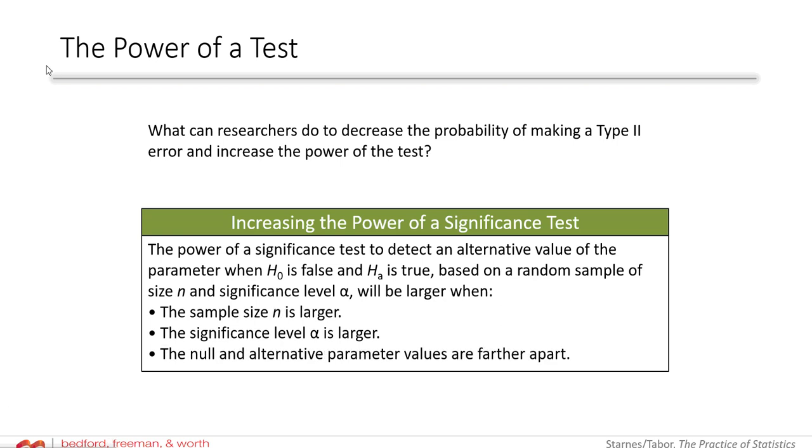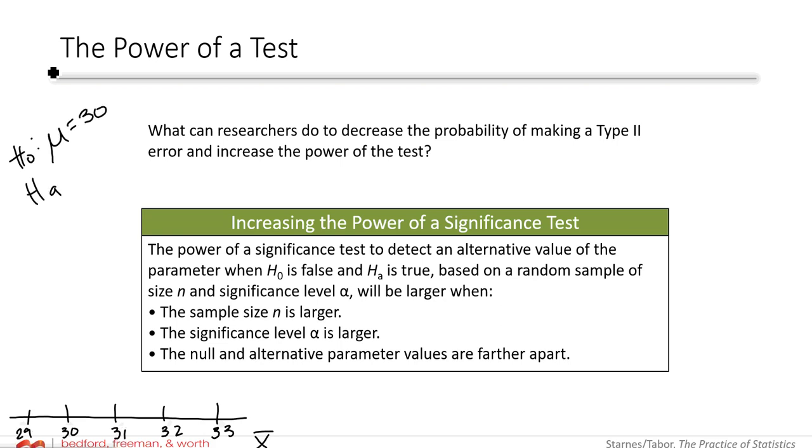Okay, and then finally, the null and alternative parameter values are further apart. So again, with my picture, think of this as a number line of all possible X bar values. Same, H0: mu is 30, HA: mu is greater than 30. So this is my hypothesized sampling distribution, right? Centered around 30. So the mean of all the X bars would be 30. That's what I'm hypothesizing. That's what I'm assuming to be true.